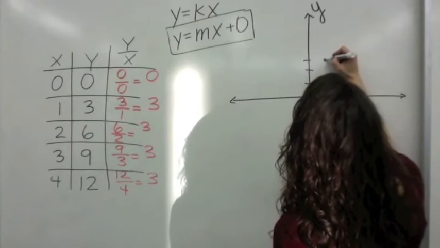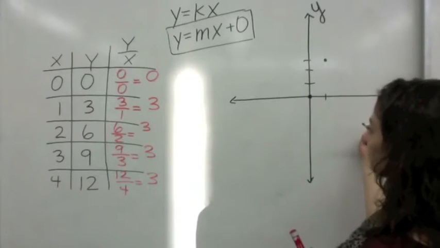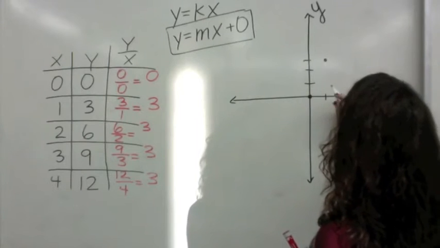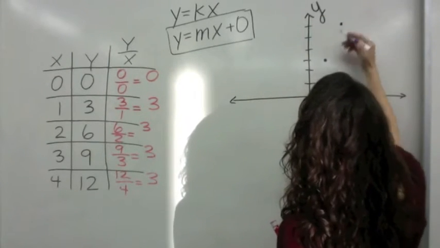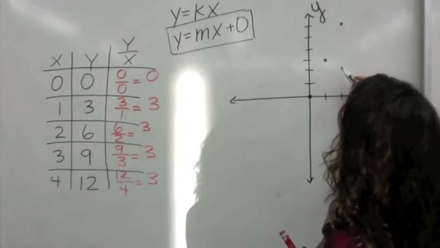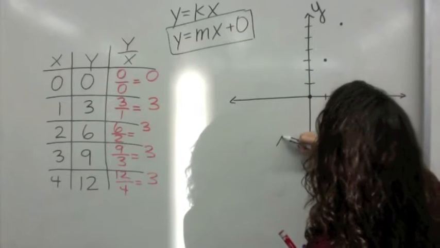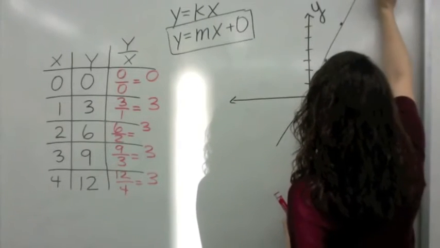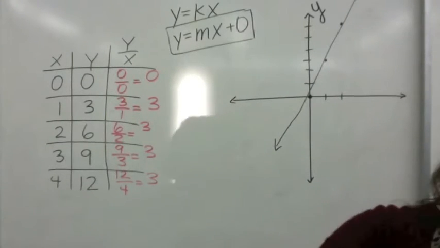But that is the same as knowing that the slope is 3 over 1. Okay? Then we could go 2, 6. 1, 2, 3. Okay? And that would be up 3 and over 1. Okay? And so I'm going to go ahead and graph this.